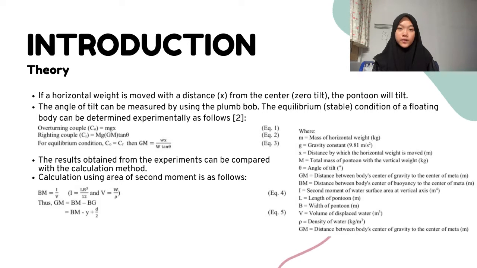Calculation using area of second moment is as follows. We're going to have equation 4. BM equals I over V. BM is the distance between the body's center of buoyancy to the metacentre, and I is the second moment of water surface area at vertical axis.